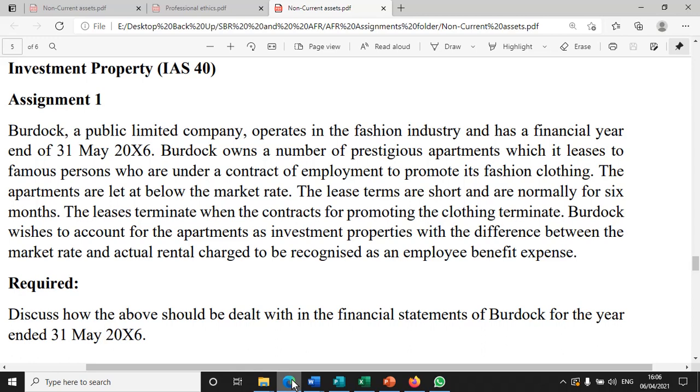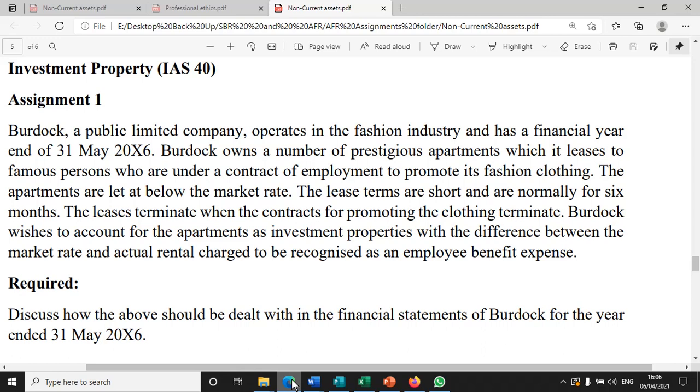It says Bardock, a public limited company, operates in the fashion industry, has a financial year to 31st May X6. Bardock owns a number of prestigious apartments which it leases to famous persons who happen to be under a contract of employment, under their employ to promote its fashion clothing. The apartments are let below the market rates. The lease terms are short, normally spanning 6 months. The lease terminates when the contract for promoting the clothing terminates.